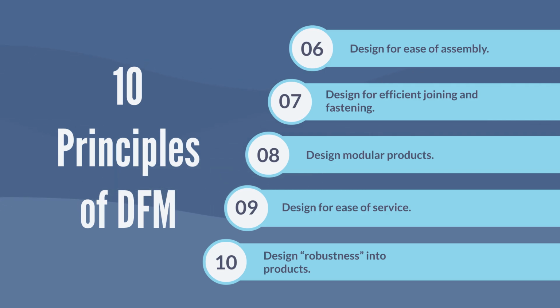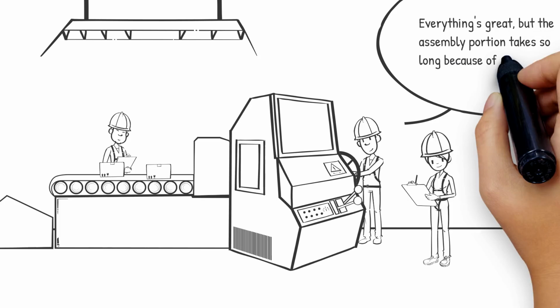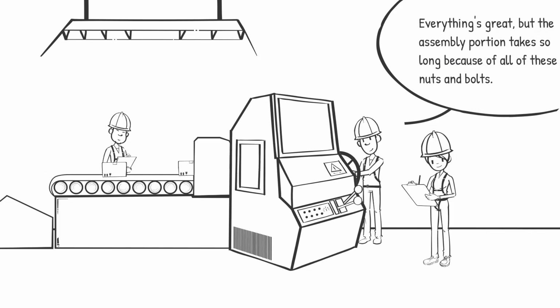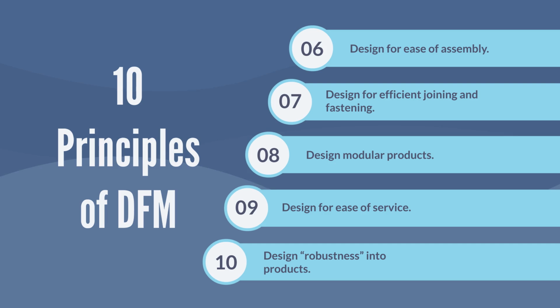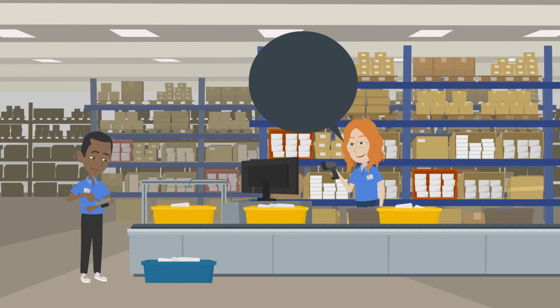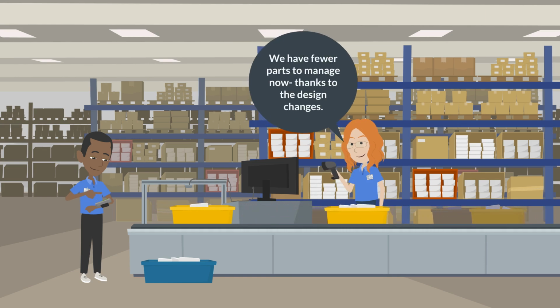7. Design for efficient joining and fastening. Threaded fasteners, screws, bolts, nuts and washers are time-consuming to assemble and difficult to automate. 8. Design modular products. Facilitate assembly with building block components and sub-assemblies. This reduces inventory by reducing the number of parts, and it increases quality by reducing the chance of error.